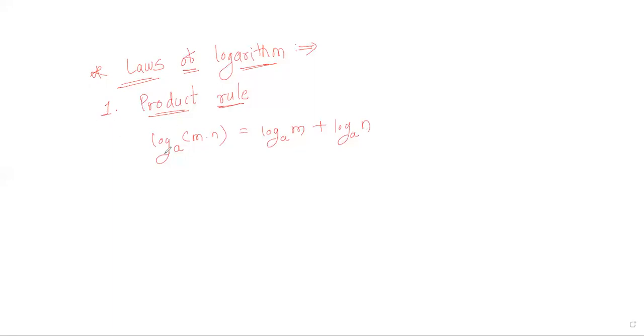What did we do here? We separated the log and took addition between the two: log of m to the base a plus log of n to the base a. Now, m and n are positive real numbers.